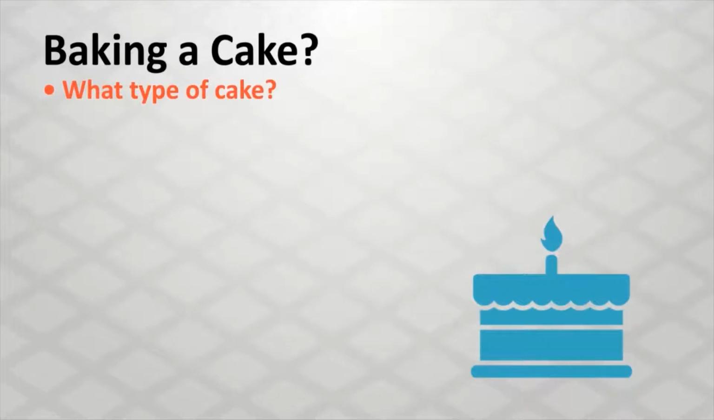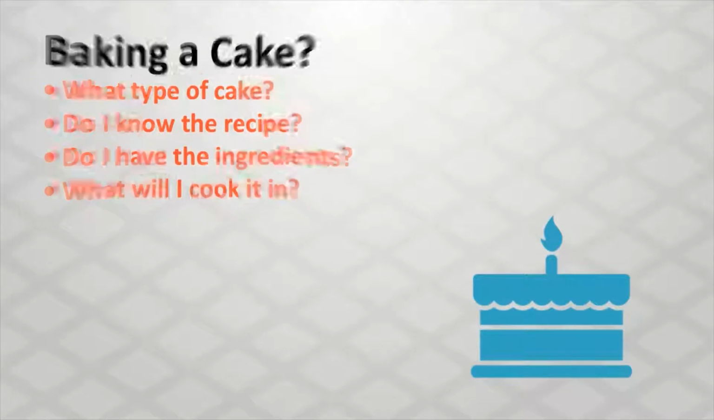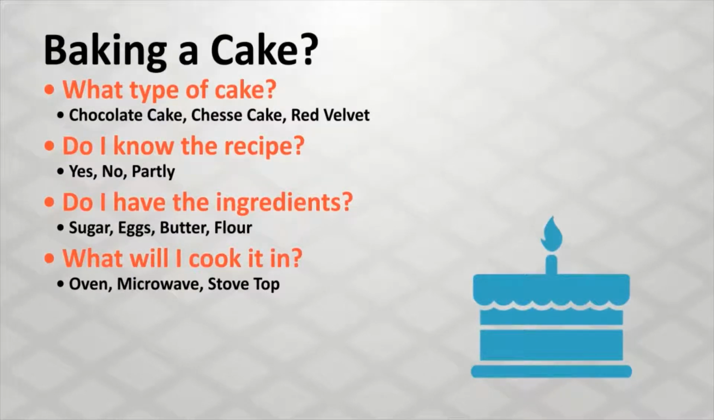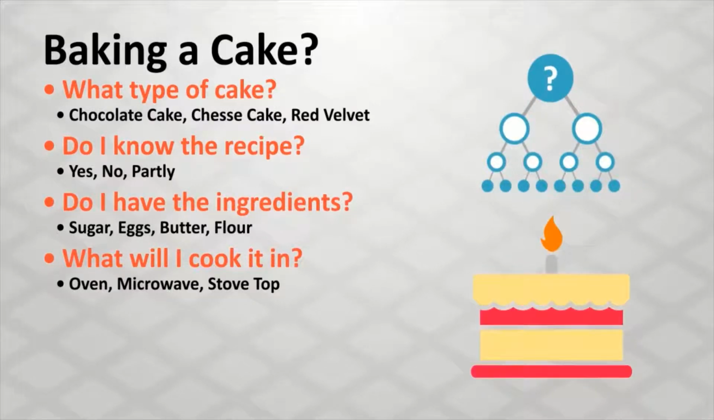For example, if you were baking a cake, you would need to answer the following questions. What type of cake will I make? Do I know the recipe? Do I have the ingredients? What will I cook it in? The answers to these questions will lead to additional questions and tasks. But eventually, if you persist, breaking the large problem into smaller problems will enable you to bake your cake.